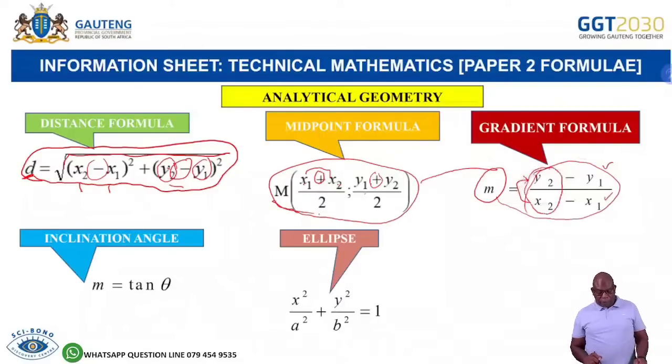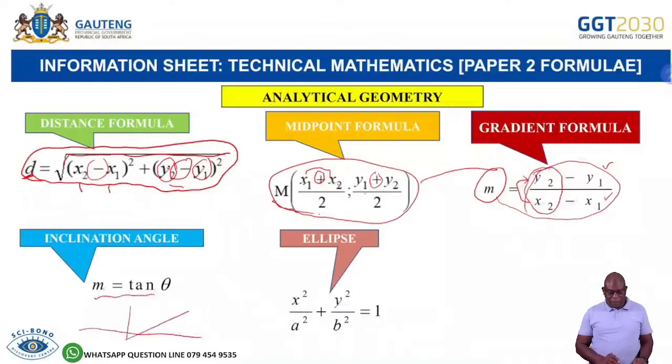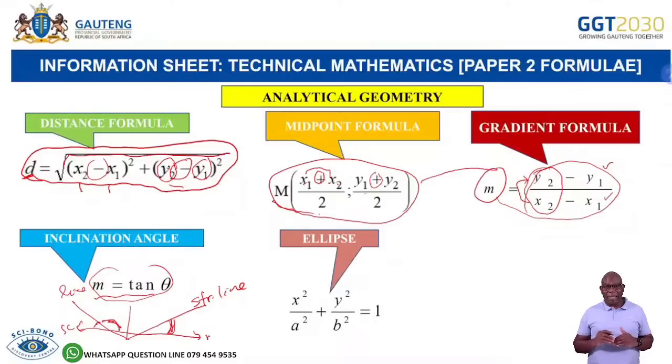Okay, right. The next one is the inclination of the line. Here we only use it when, for instance, this is the x-axis and this is the straight line. I'm going to use this formula for angles that are formed there, or I can use the one on the other side. I'm going to use that only when the angle is formed by the x-axis and the straight line.